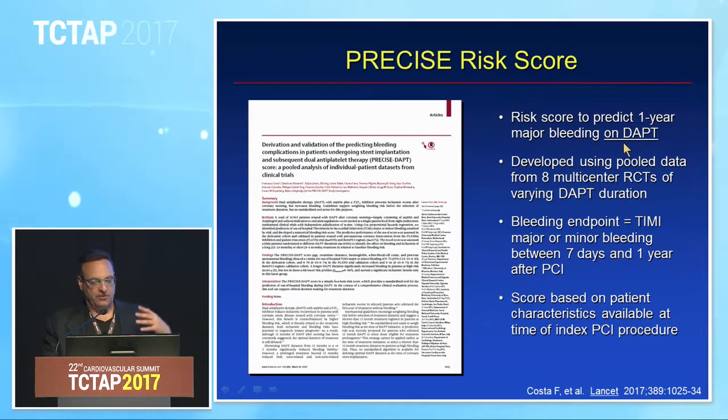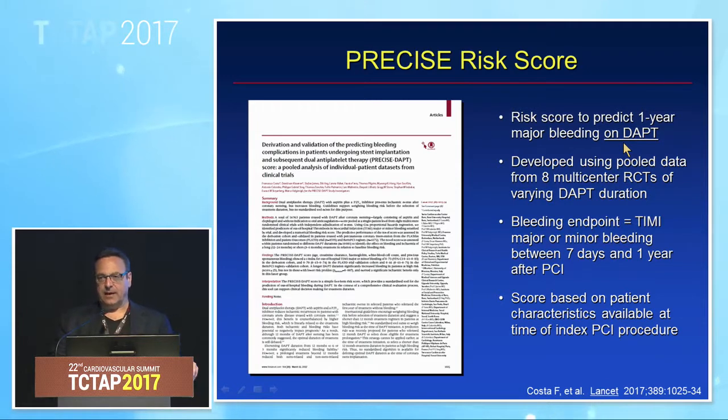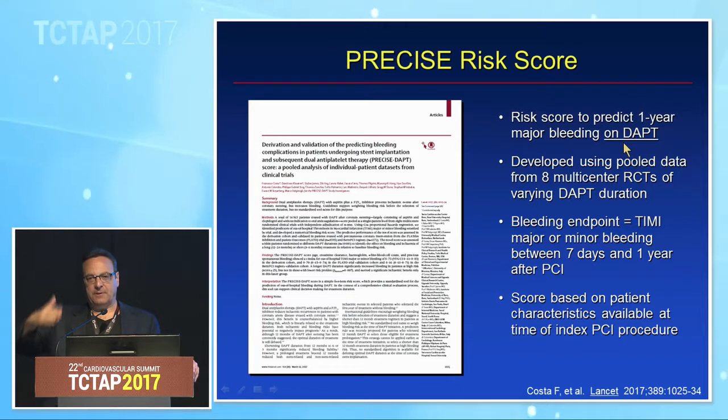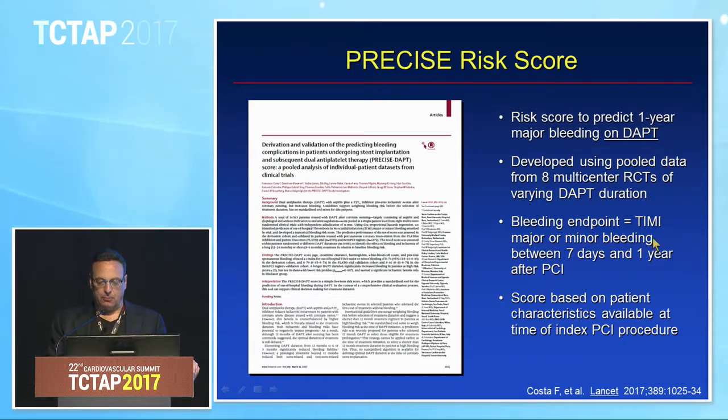And the score predicts the 1-year bleeding risk on DAPT. So it tells you approximately what risk this patient has if they take DAPT for a year of having a major clinical bleed, either a TIMI major or minor bleed. And the score is based on characteristics you can identify right at the time when you do the PCI. You don't have to wait till a year afterwards to assess it.